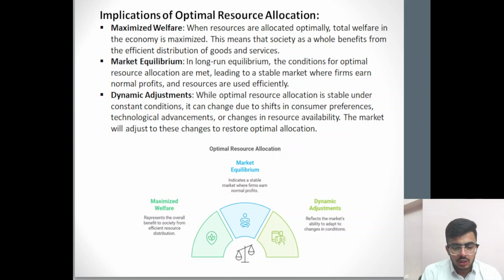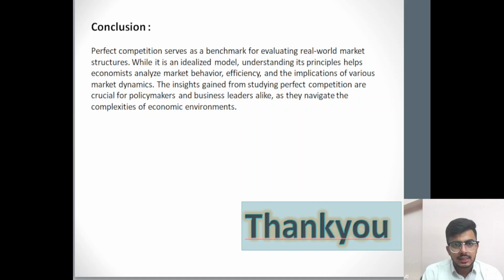Implications of optimal resource allocation are market equilibrium, maximized welfare, and dynamic adjustments. And the final part is the conclusion of price and output determination under perfect competition. Perfect competition provides a theoretical benchmark for analyzing efficiency and market dynamics, and is a principal guide for economic analysis and policy making despite its idealized nature.